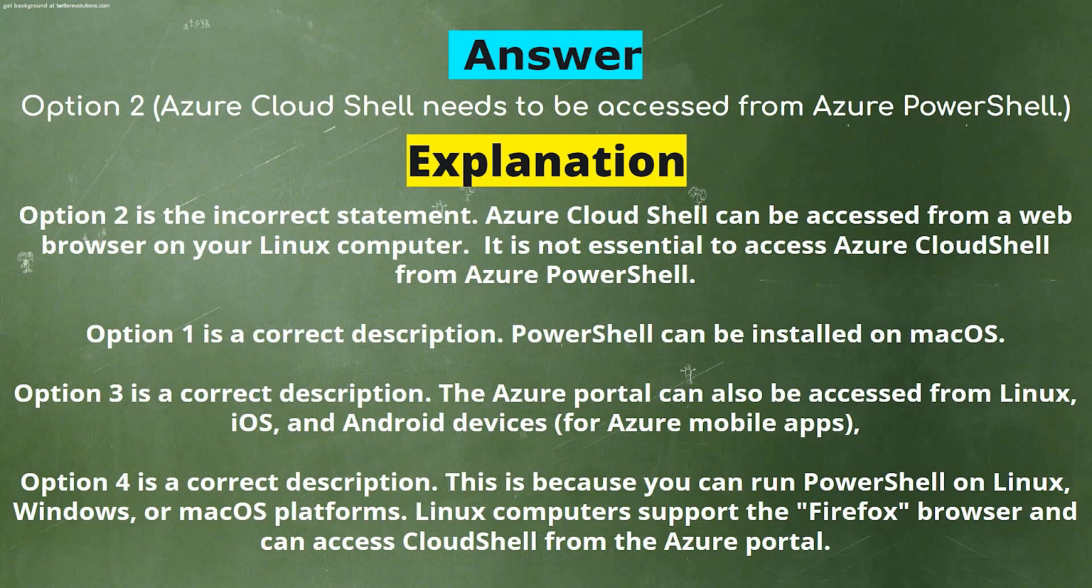Option 1 is a correct description. PowerShell can be installed on Mac OS. Option 3 is a correct description. The Azure portal can also be accessed from Linux, iOS and Android devices through Azure mobile apps. Option 4 is a correct description. This is because you can run PowerShell on Linux, Windows, or Mac OS platforms. Linux computers support the Firefox browser and can access Cloud Shell from the Azure portal.